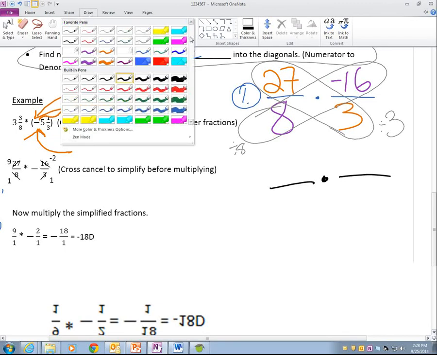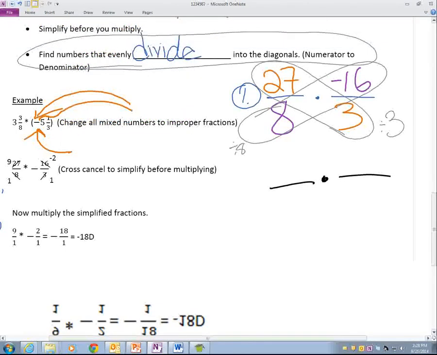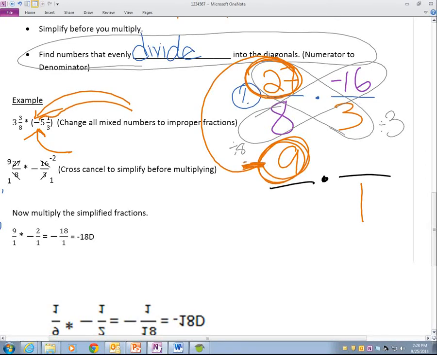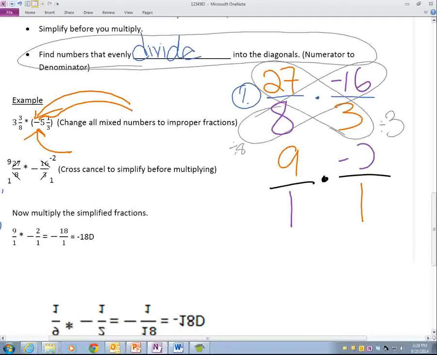What's 27 divided by 3? Anybody? 9. What is 3 divided by 3? Anybody? 1. Okay. Viewers at home, I took this guy, and it became this guy. Now, for the purple guys, what is 8 divided by 8? 1. What is negative 16 divided by 8? Negative 2. Remember, when we did multiplication, if you had one negative integer, you multiply it, it's going to be negative.